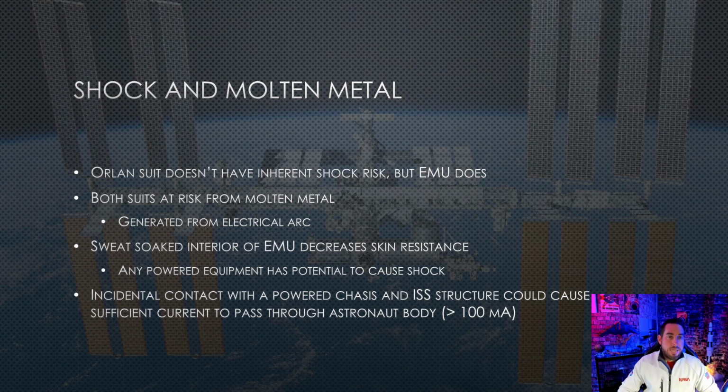And then getting towards the end, shock and molten metal are additional dangers that can arise. So the Orlan, the Russian suit, doesn't have inherent shock risk, but the American EMU does. So with the electronics that are out there, there's the potential for shock to occur. It's very low risk, but there is still that risk. Now both suits are still at risk from molten metal formation. This is generated if an electrical arc is formed. So they're working on something electrical, like the solar panels, or they're mating or demating connectors from an electronic thing. If the electricity arcs, it can form molten metal, which can then burn the suit.